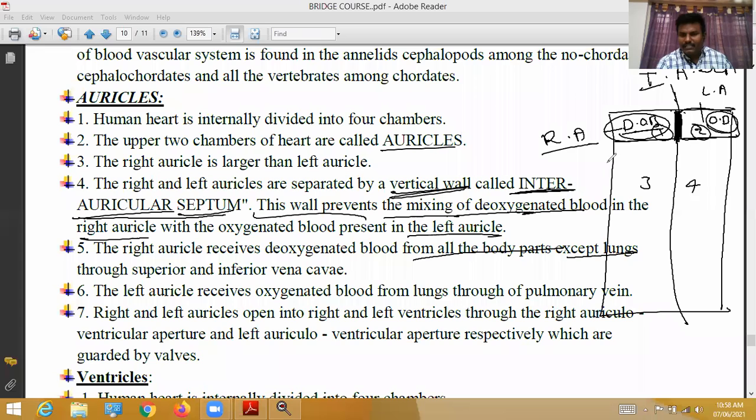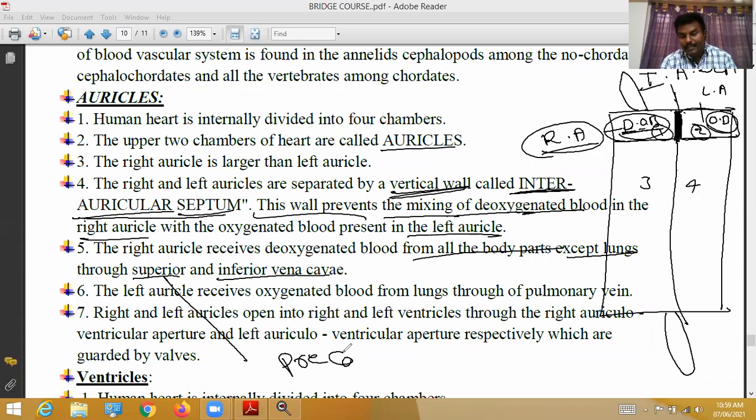Except for the lungs, from all the other body parts, the right auricle always receives deoxygenated blood through the superior and inferior vena cava. Superior is also called the precaval vein, and inferior is also called the postcaval vein. These two veins bring deoxygenated blood.